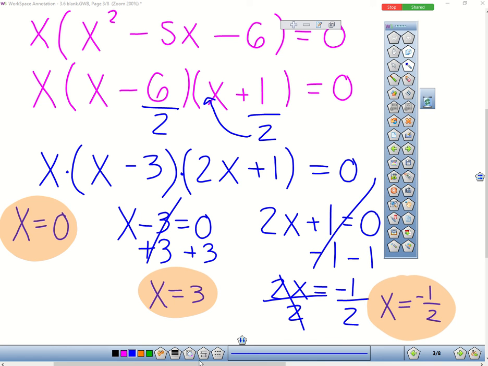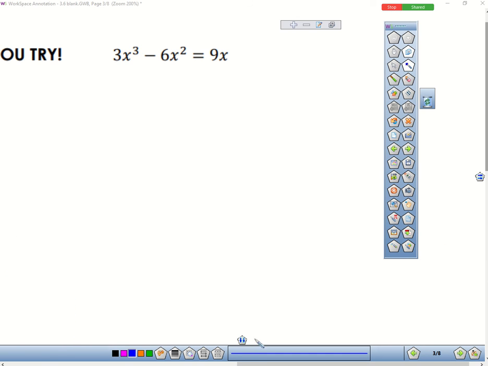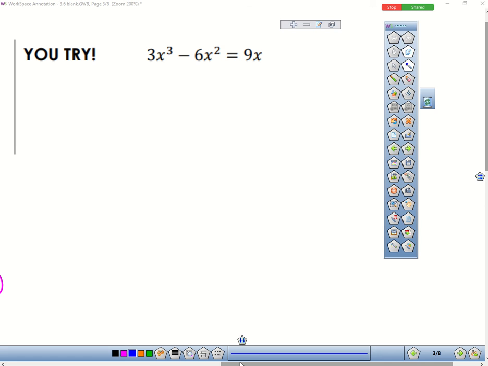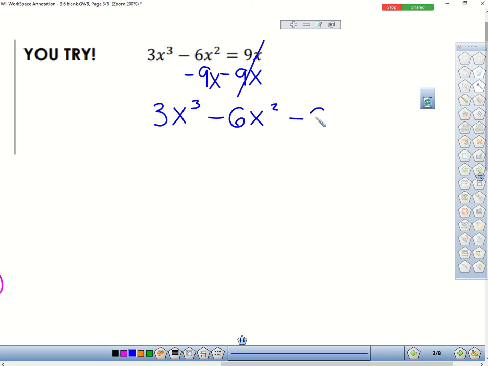All right, let's try another one. The next one that we're looking at is the U-try problem. First thing we're going to do is get that 9x to the other side. So I subtract 9x on both sides, which leaves me with 3x cubed minus 6x squared minus 9x equals 0. So that's where I'm at right here.